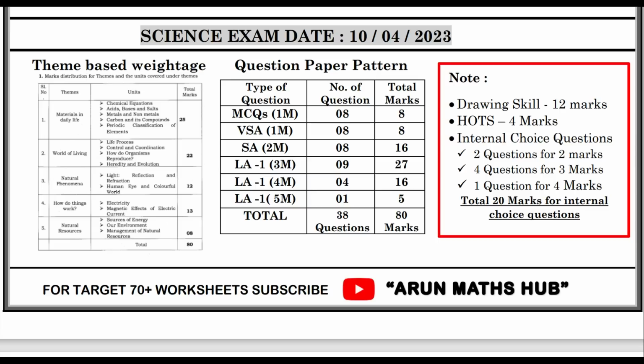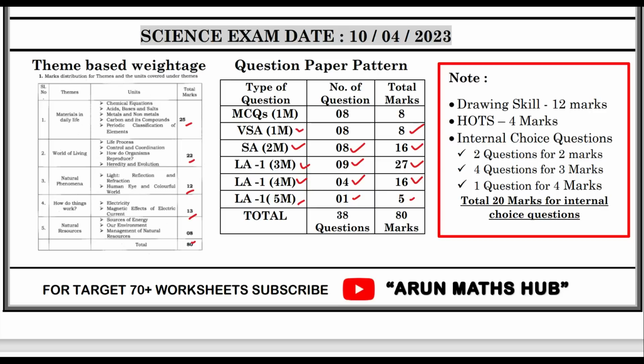You know the question paper pattern: MCQ, 8 questions for 8 marks, very short answers. Then 2 mark questions, 8 questions, total 16 marks. 3 mark questions, 9 questions, that is 27 marks. 4 mark questions, 4 questions, 16 marks. 5 marks, 1 question for 5 marks. This is the theme based weightage. So do try to download this key answer from my YouTube channel.